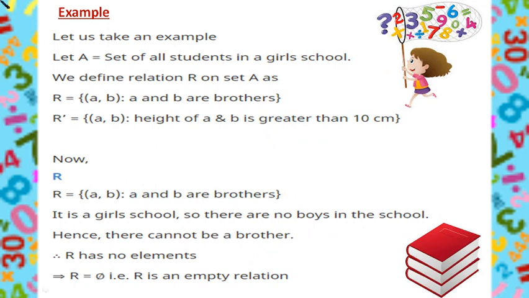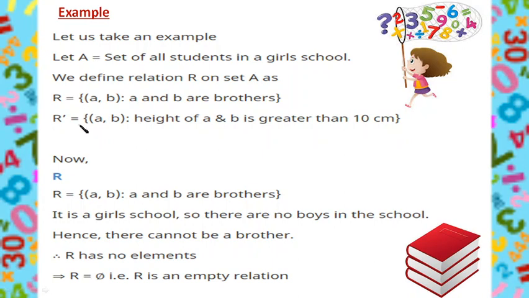Let us take an example here. Let A be the set of all students in a girls' school. We define a relation R on set A. We have set A, and on this set A we will define a relation: (a, b) such that a and b are brothers. And one more relation we are defining here: (a, b) such that the height of a and b is greater than 10 centimeter.